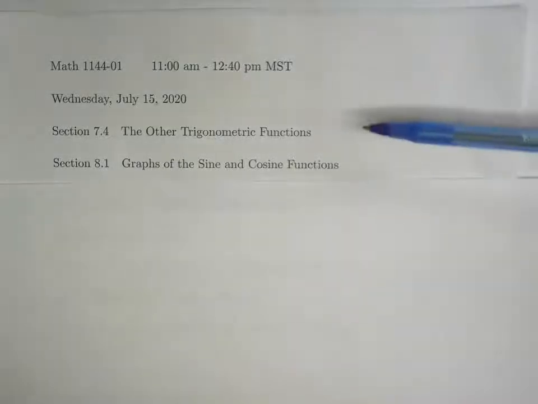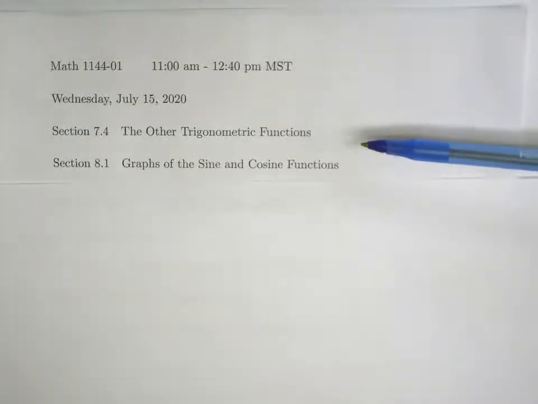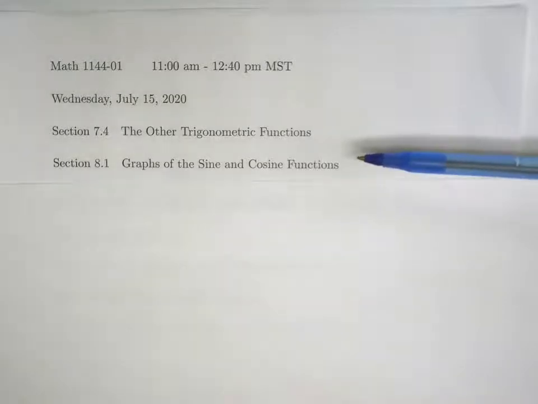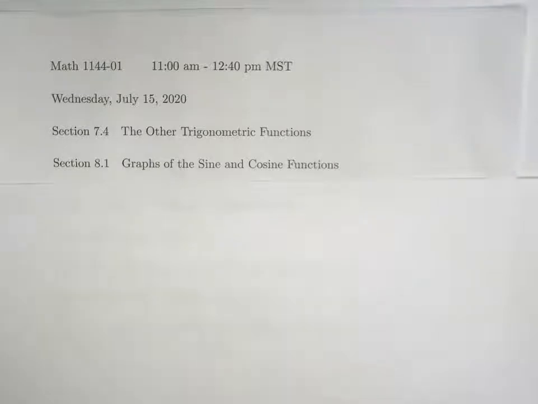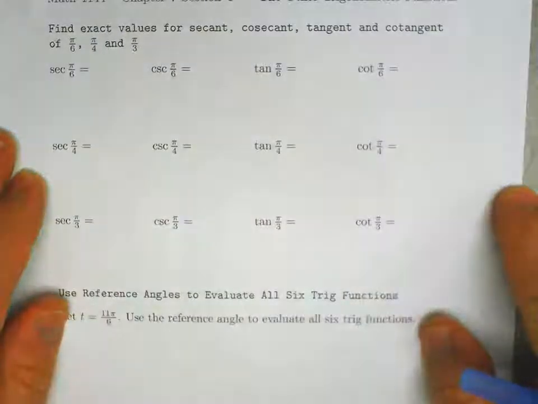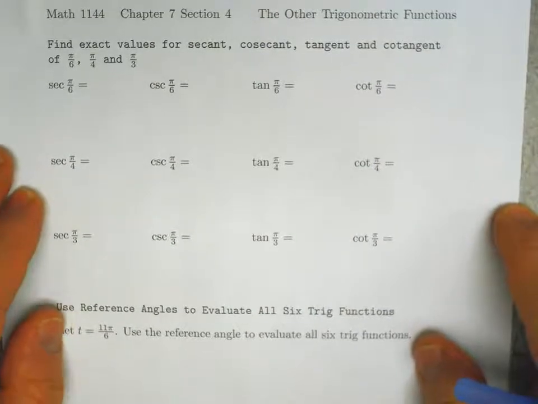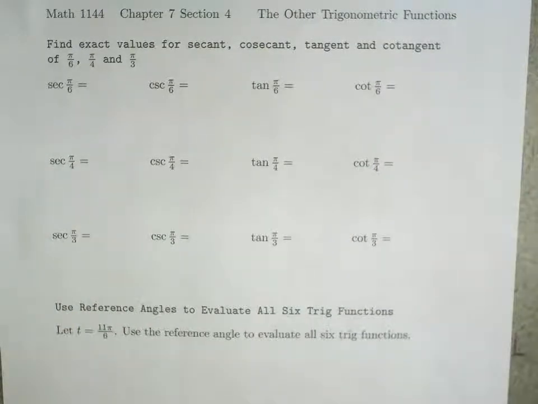Today we'll cover section 7.4. The title of that section in the textbook is the Other Trigonometric Functions, and then section 8.1 on graphs of sine and cosine functions. Okay, we'll start with this exercise. Find the exact values for secant, cosecant, tangent, and cotangent of pi over 6, pi over 4, and pi over 3.